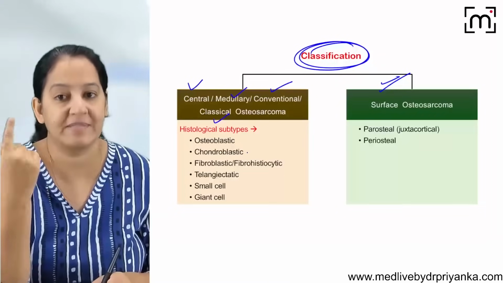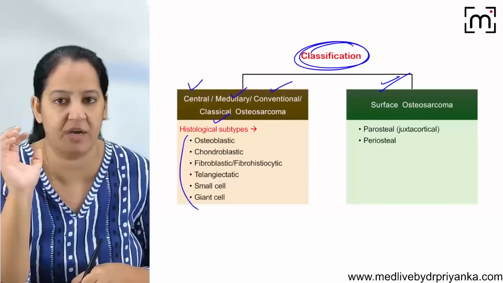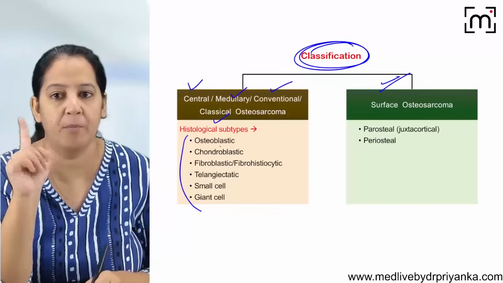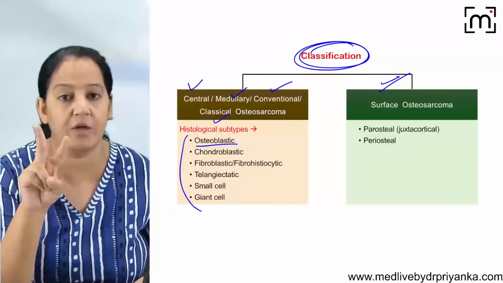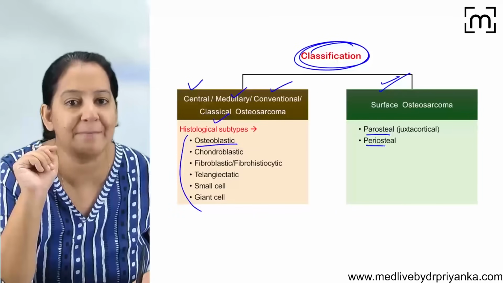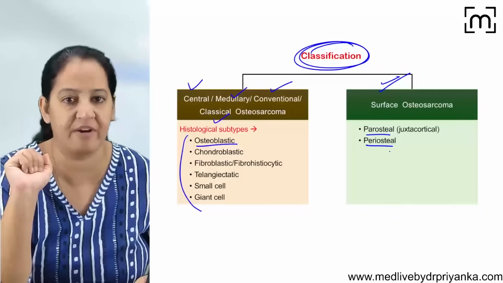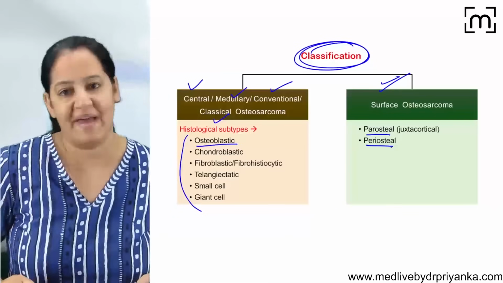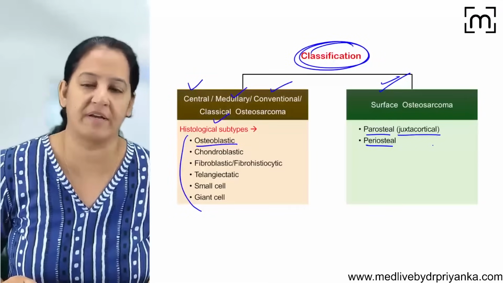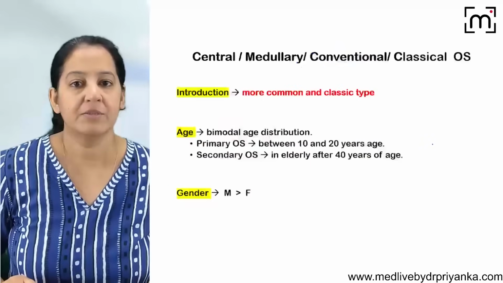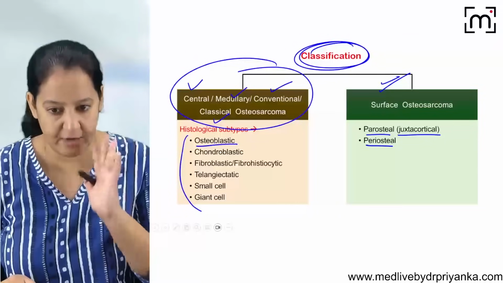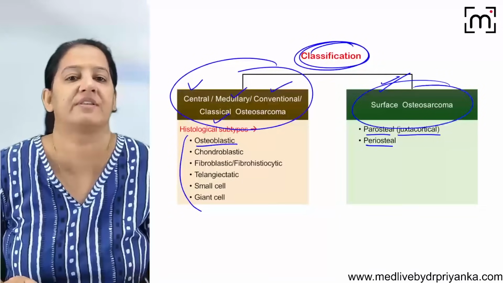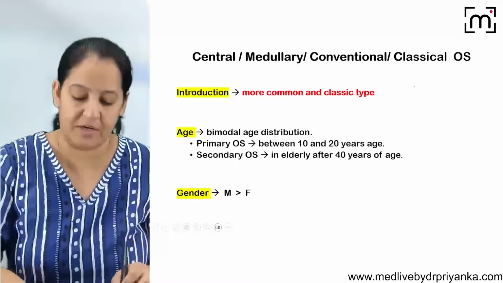For the medullary or central one, there are various histological types, but the most common is osteoblastic. We will see that in detail. And among the surface, there are two types, parosteal and periosteal. We will see the detail of both of them one by one. Parosteal is also known as juxtacortical. So currently, first we will see the detail of the central, and then we will see the details of the surface one. So let's start with central osteosarcoma.